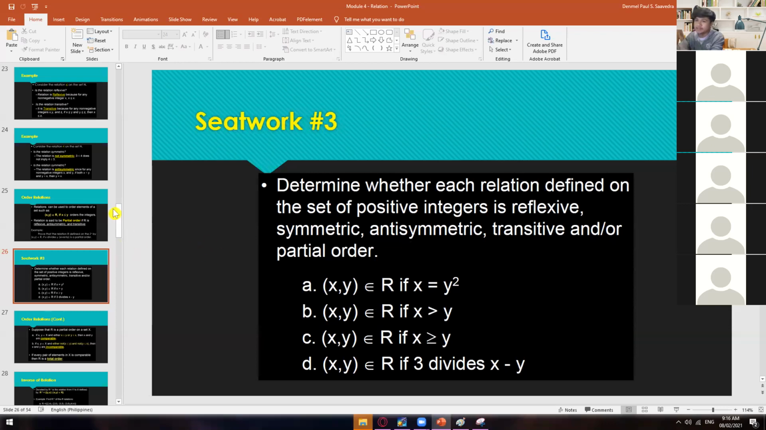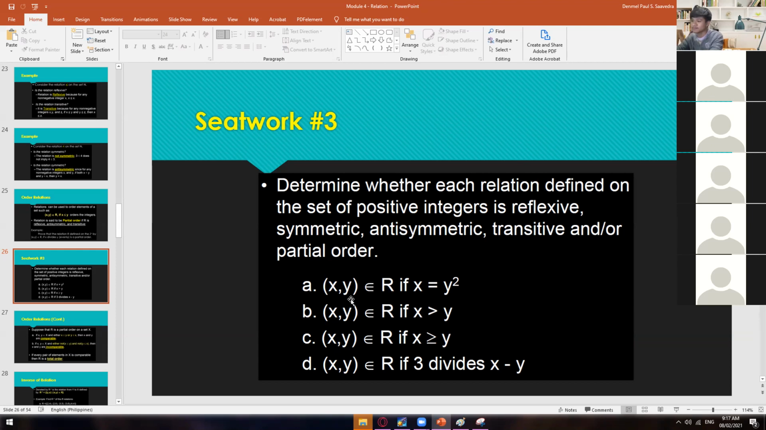So again, once you're done understanding all of the past topics that we have just discussed, you may now proceed in answering the seat break number 3. Here you're going to determine whether its relation defined on the set of positive integers is reflexive, symmetric, antisymmetric, transitive, and or partial order. If it's symmetric, then just put symmetric. If it's reflexive, then just put reflexive. And if it's reflexive, antisymmetric, and transitive, then just put partial order.